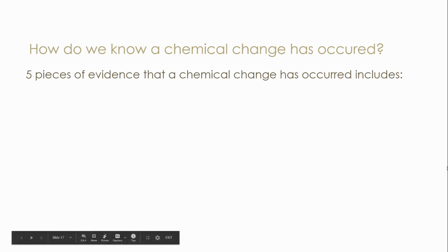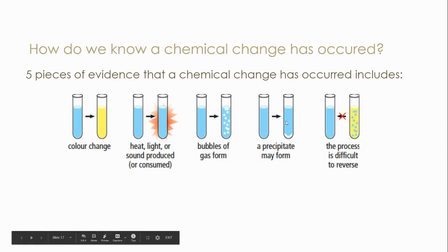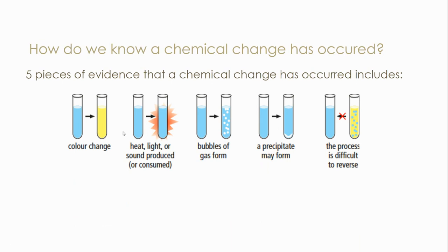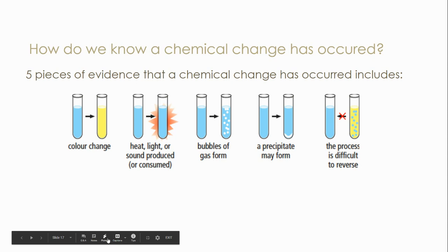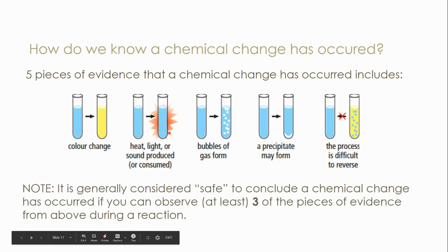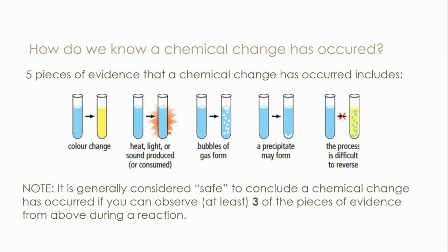Okay, there are 5 pieces of evidence that a chemical change has occurred. These test tubes, or these 5 pictures, are the best examples that I have of this. I highlight this, I normally put stars here and circle it, okay? These are the best ones. You should have around 3 of these in order to say that a chemical change has occurred.